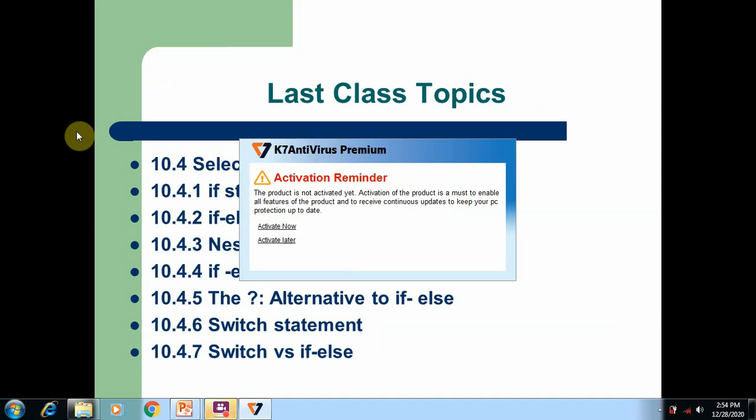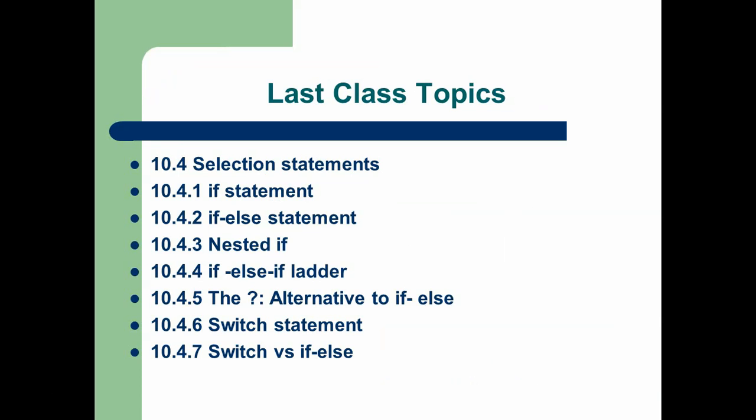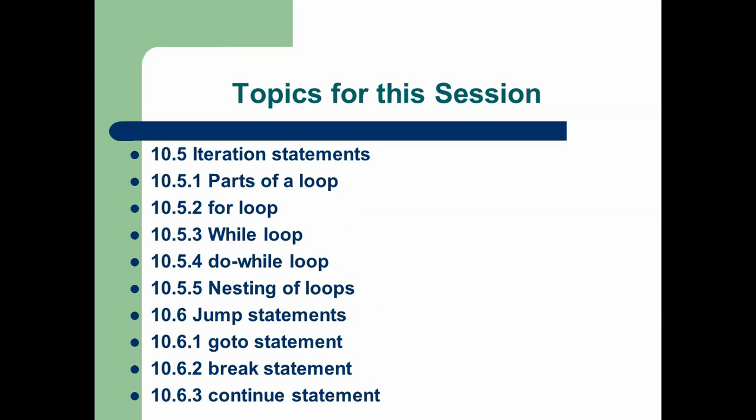Last class we discussed selection statements, where we learned two selection statements, if and switch, and also the if else, nested if else ladder, and the alternative for if else. In this session we are going to see and learn the iteration statement, and also the jump statement.